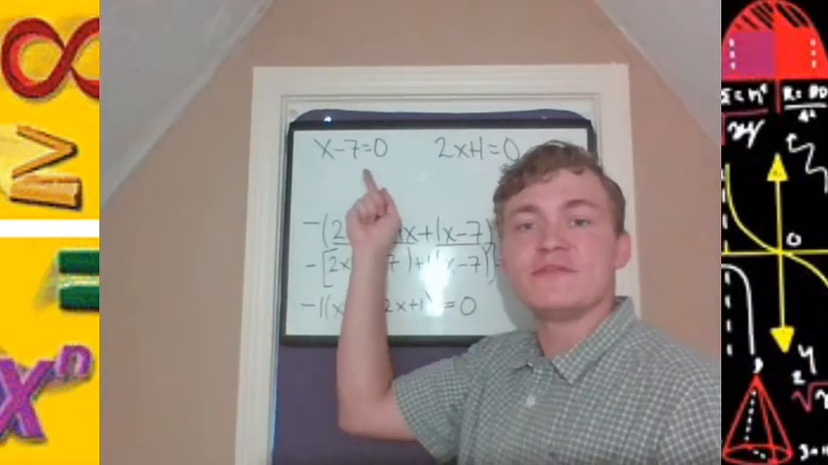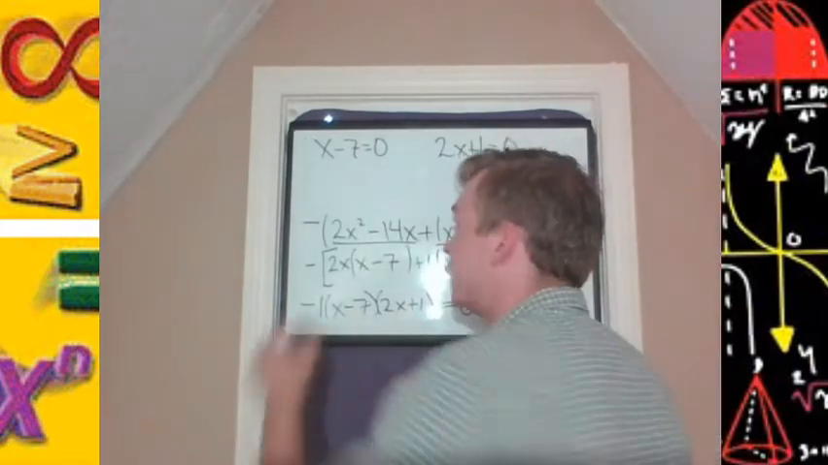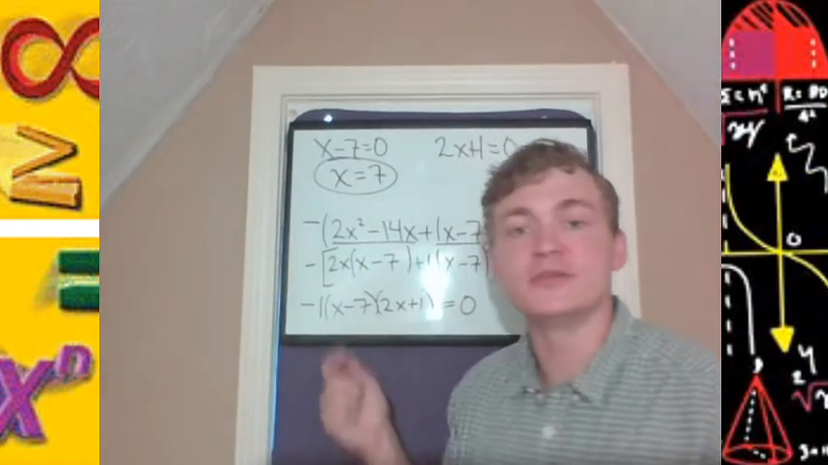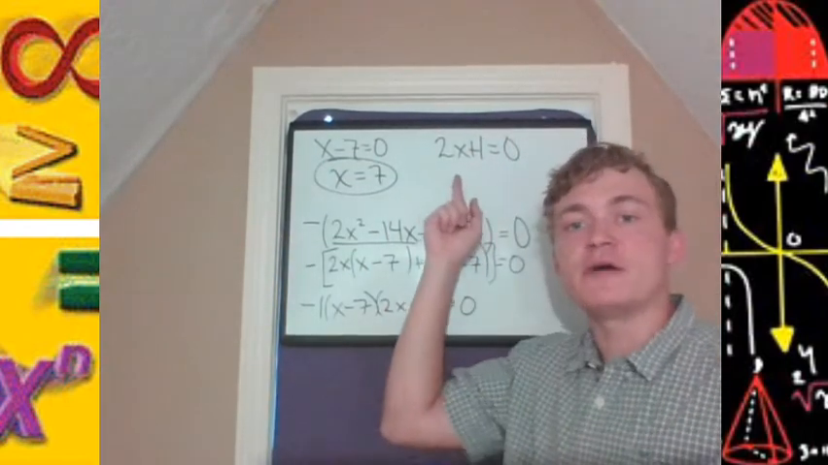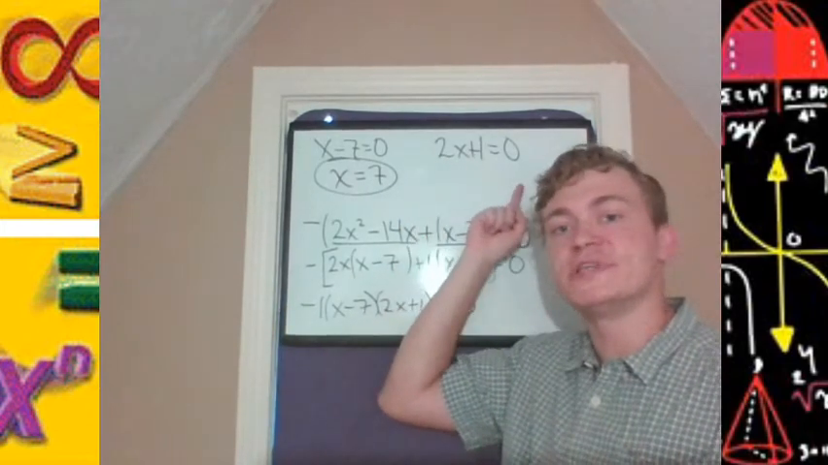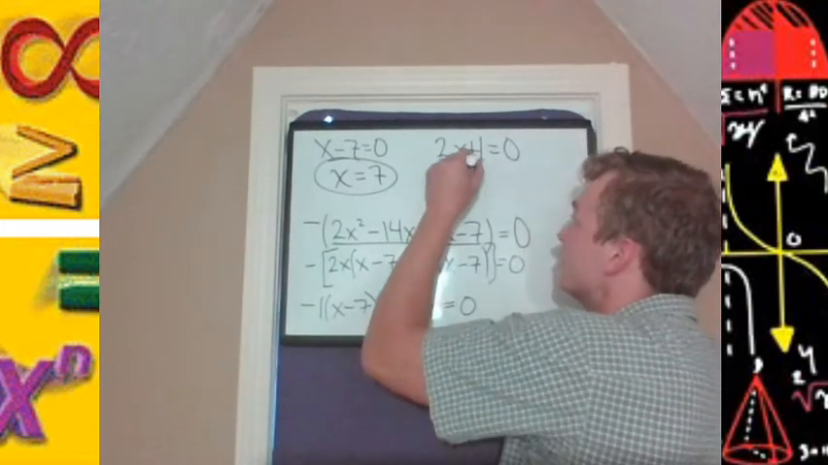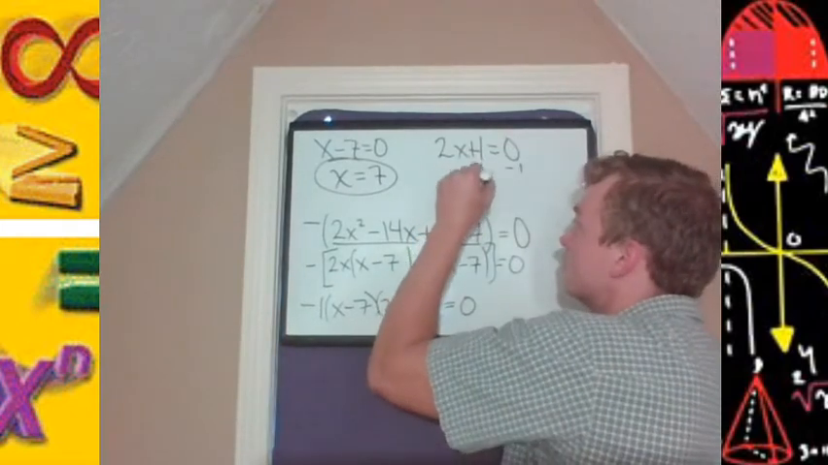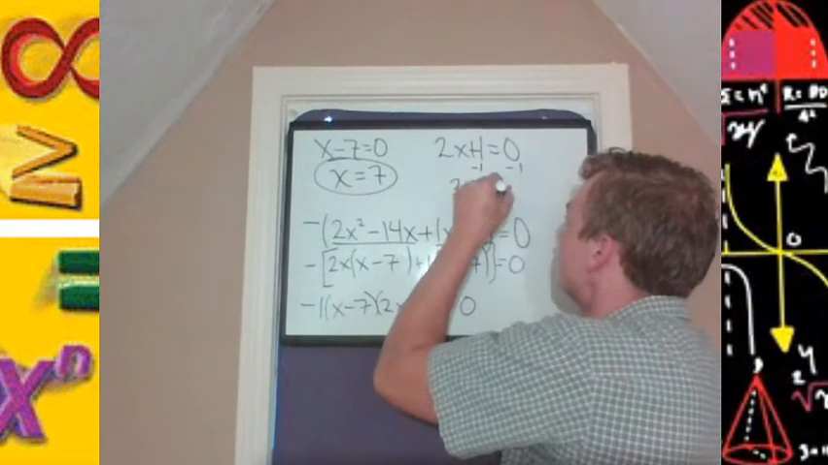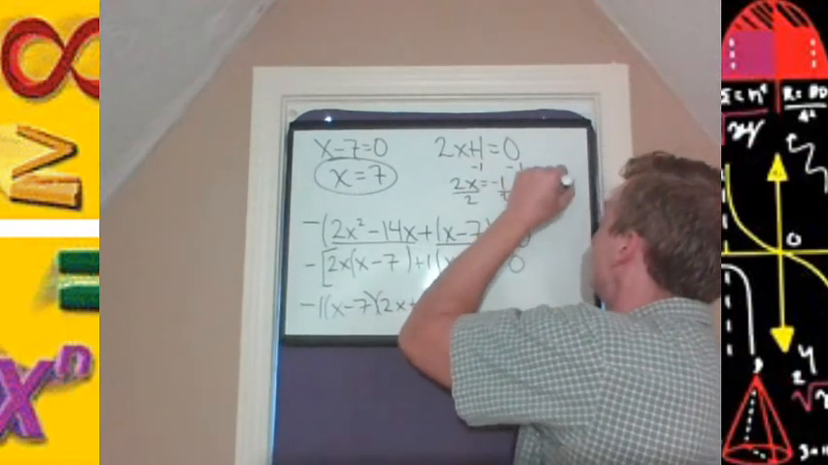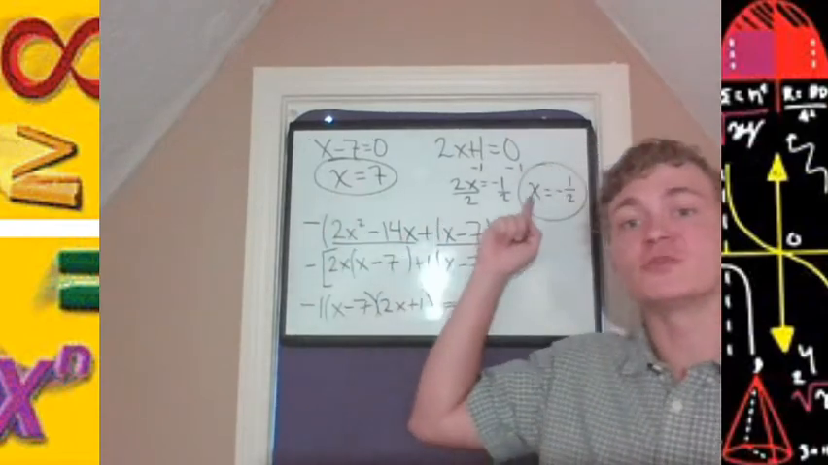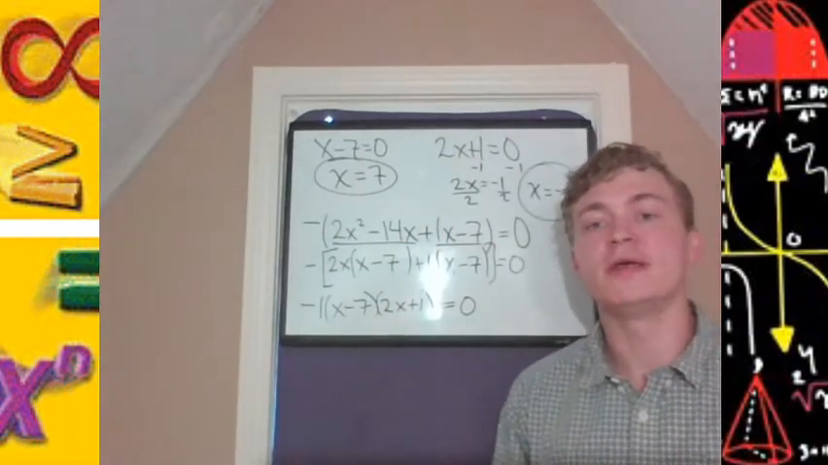Well, for x minus 7 equal to 0, adding 7 to each side, we obtain the solution x equals 7. Now what about for 2x plus 1 equals 0? We subtract 1. And then we divide by 2. So x equals 7, and x also equals negative 1/2.